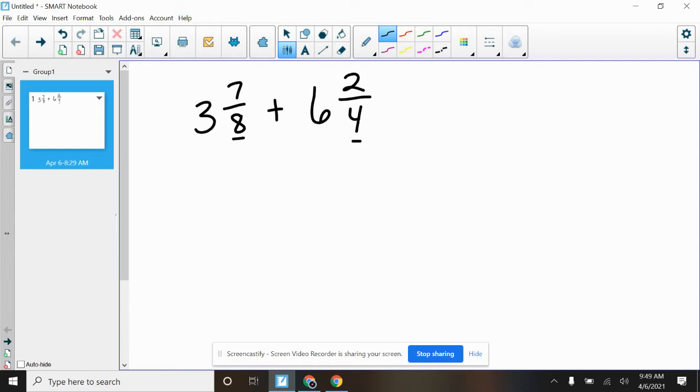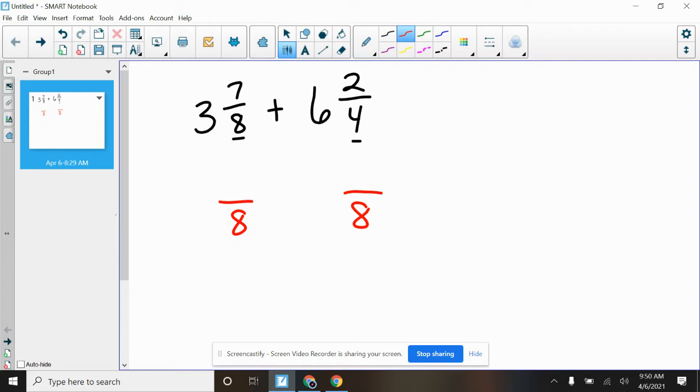So if I list the multiples of 4 and I list the multiples of 8, Xander, what's the first number that I'm going to come to that they have in common? 8. So 8 is what my new denominator is going to become. Okay, that's the least common denominator.